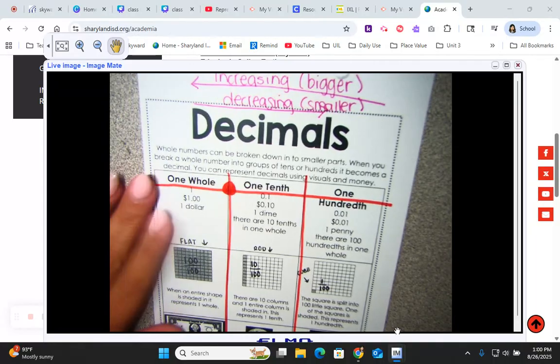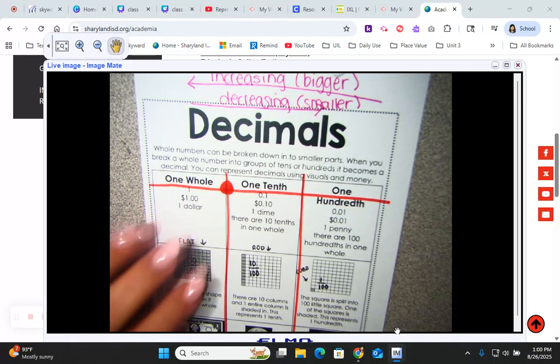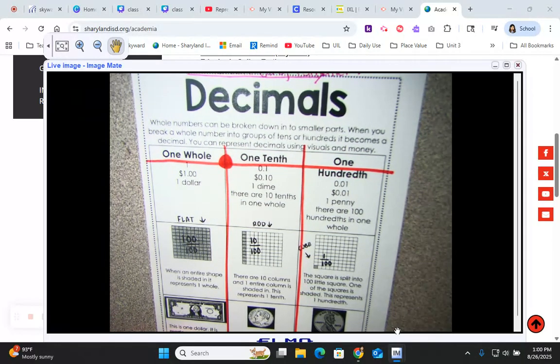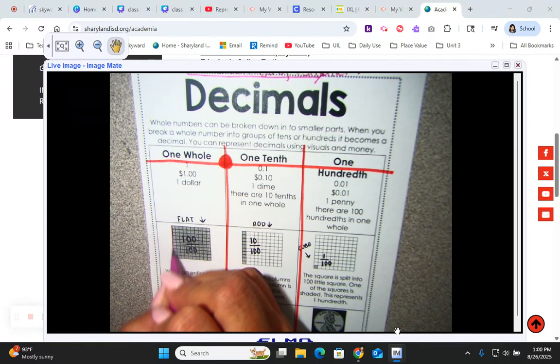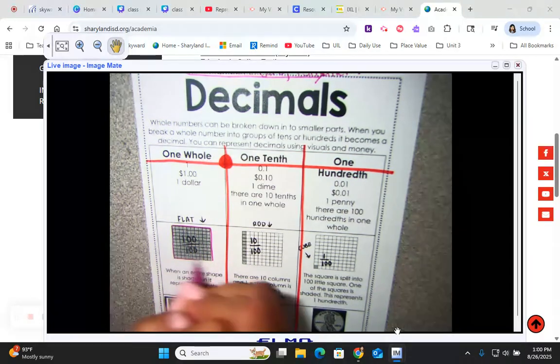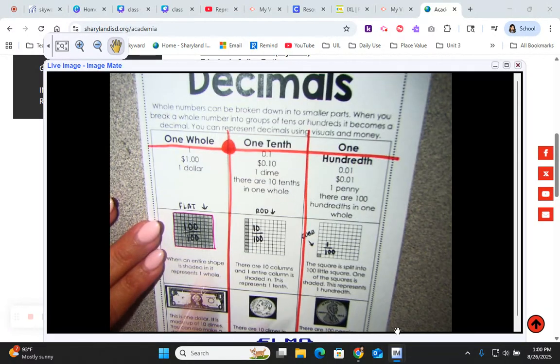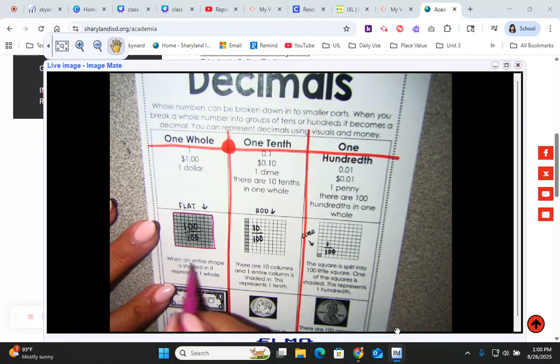So, we're going to start with the big boys. We're going to start with $1. A dollar is a whole number. Say that with me. A dollar is a whole number. The reason it is called a whole number is because if I were to use my base 10 blocks, I would fill a whole 100th flat. All of these would be colored to make one whole dollar. And that is what the definition says. When an entire shade is shaded in, it represents $1.